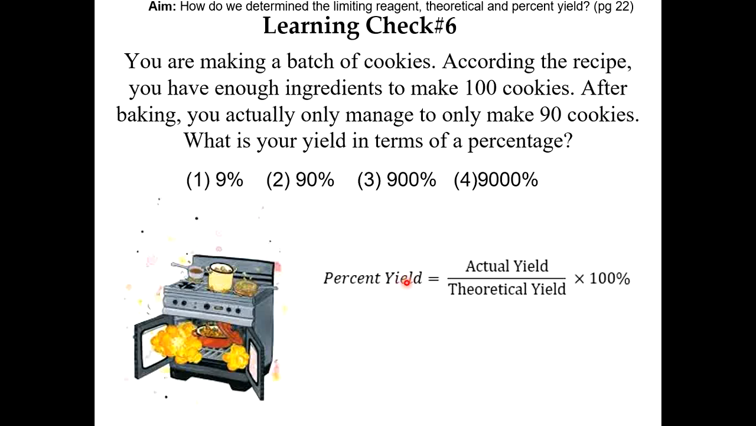So percent yield is the actual yield over the theoretical yield times 100. Your theoretical yield is 100 cookies. That's based off the recipe. What you actually made was 90 cookies. So 90 divided by 100 times 100% gives us 90%. That is your percent yield.